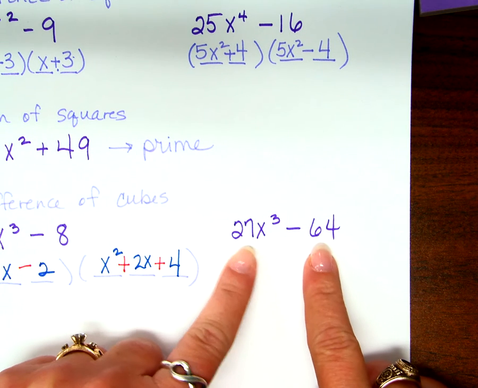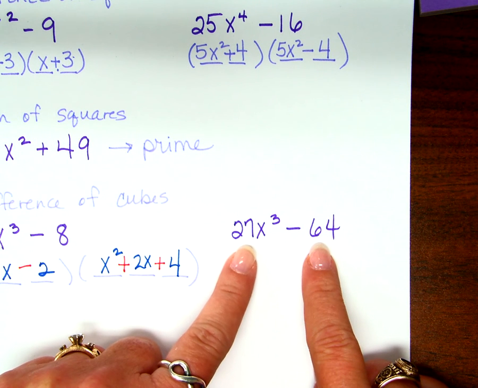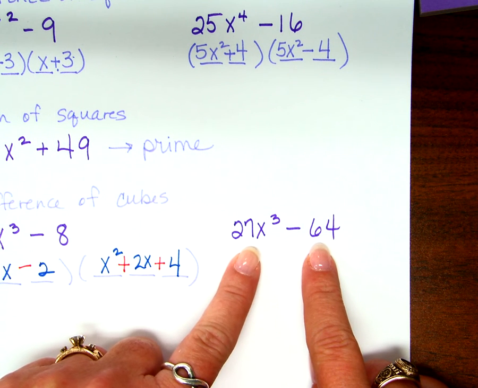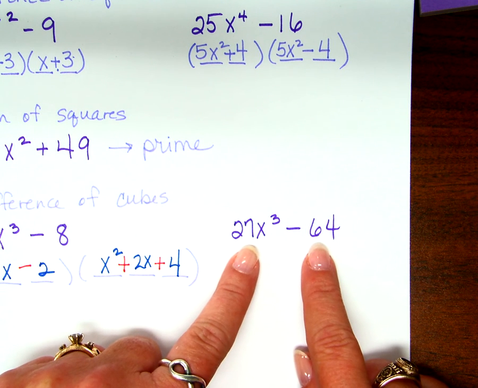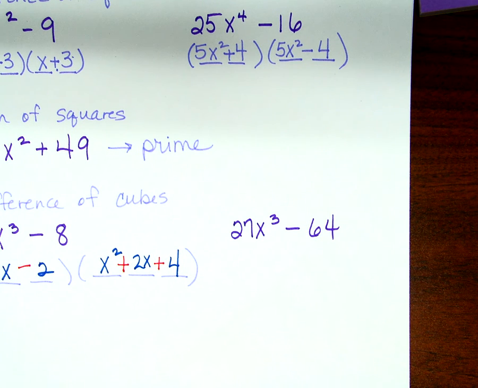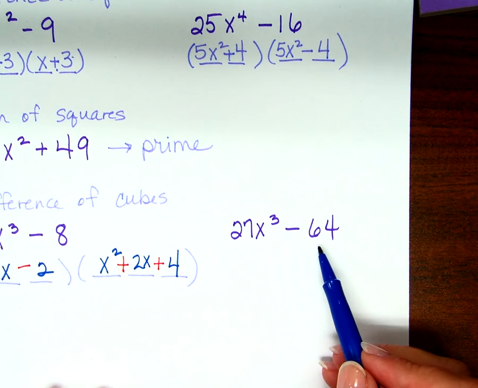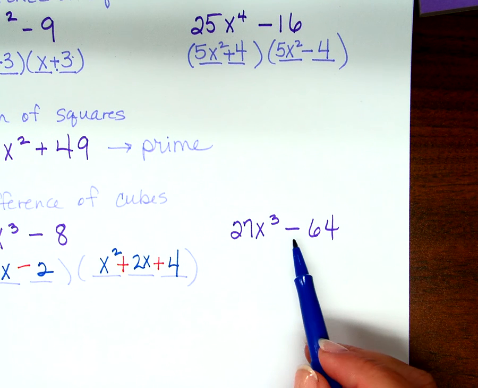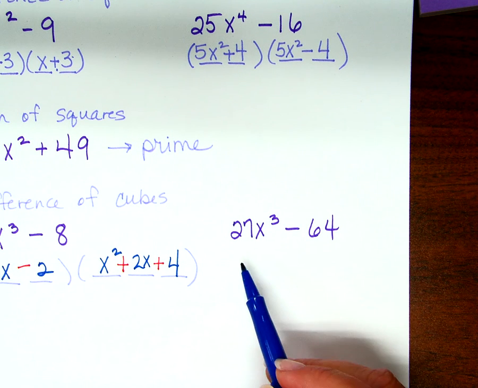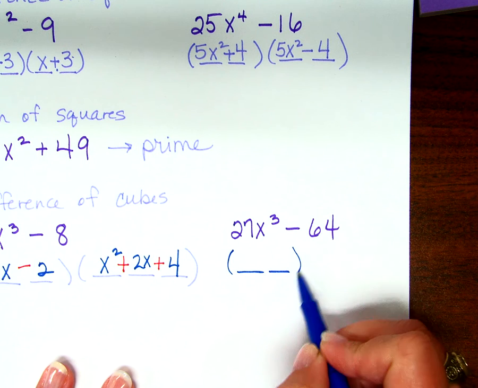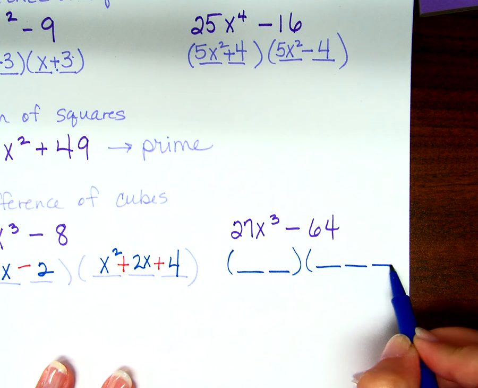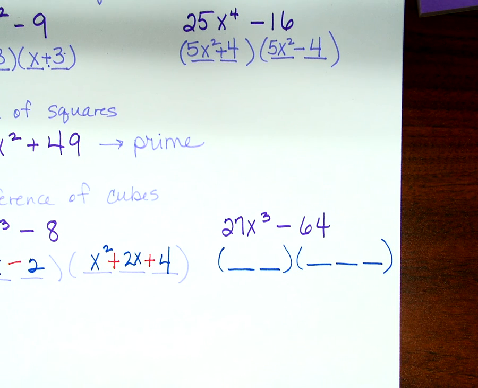Is there a greatest common factor between these two terms? No, not this time, right? There's not a number that they're both divisible by. Okay. So after I have my binomial, after I've decided it's the difference of cubes, what do I give myself? What pattern do I give myself? Binomial, trinomial. You got that okay?